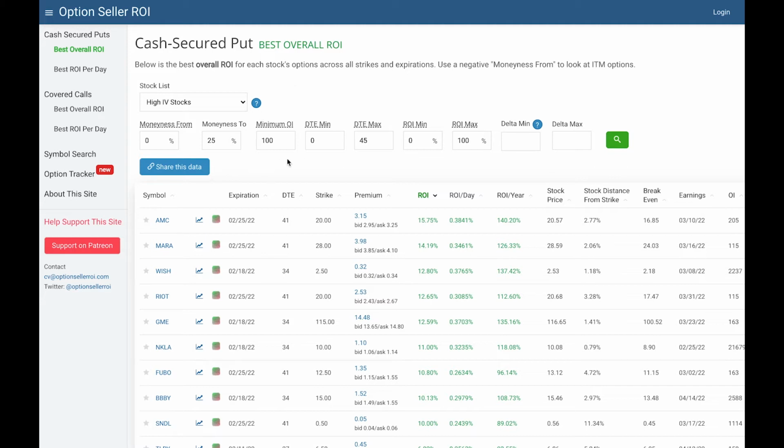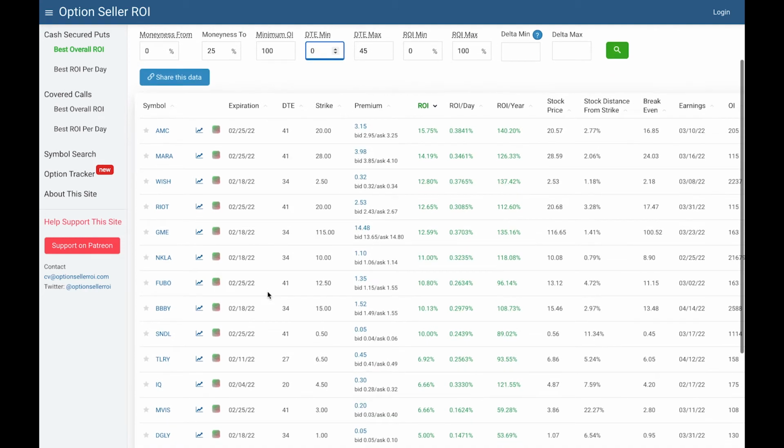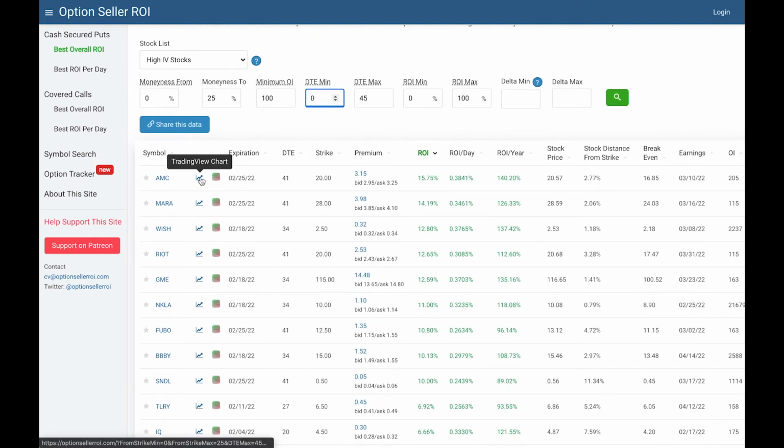So you can see here all of these different filters. What I'm looking for is the expiration of 14 days or less, and I'm looking for specific delta, minimum and maximum. So I could enter all of that information in and search, and then the screener would update. And again, you've got the TradeView or the TradingView chart integration, as well as the OptionStrat if you want to take a look at that.